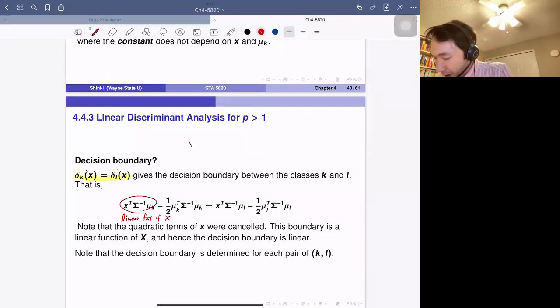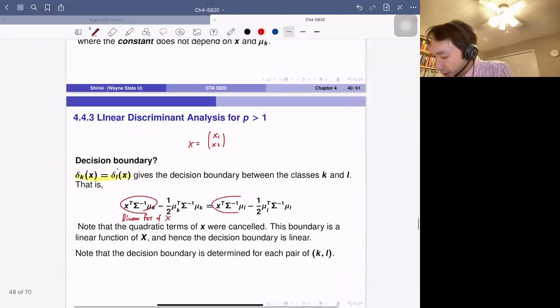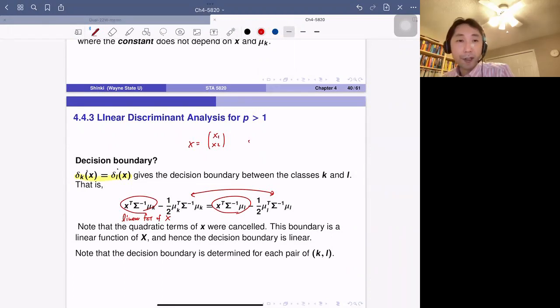x may be multivariate, so x may be like x1 and x2, but anyway, it is a linear combination of x1 and x2. And this one is also a linear combination of x1 and x2. And these two terms do not involve x. So that means that entirely this is a linear function of x. So whatever mu k and mu l are, and whatever sigma is, this is a linear function of x1 and x2 in this case. Okay, so we can see that the decision boundary is linear.